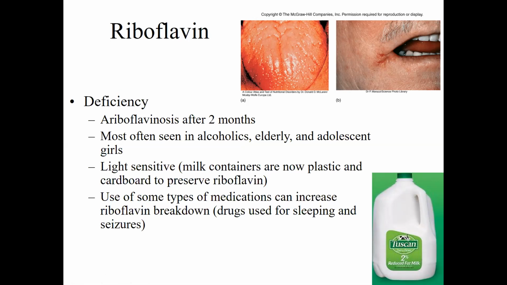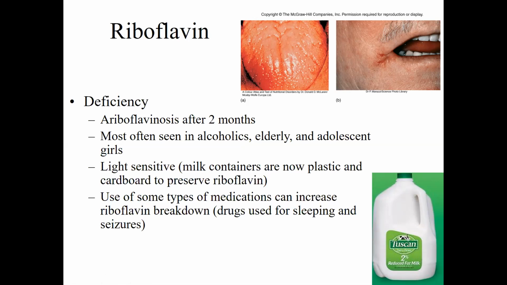Another fun fact about riboflavin, it is light sensitive, meaning that if it's out in the light, it will start to be destroyed. That's why our milk containers have special plastic or come in cardboard to protect the riboflavin from degrading. Another case where we might have problems with riboflavin, some types of medications can increase riboflavin breakdown.